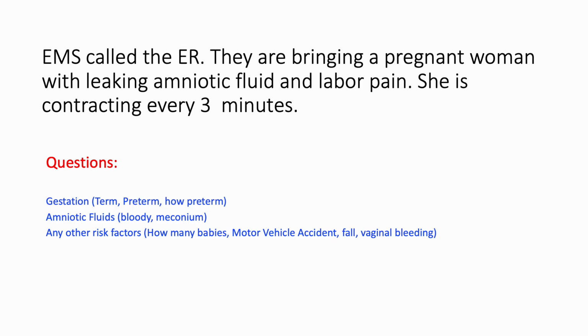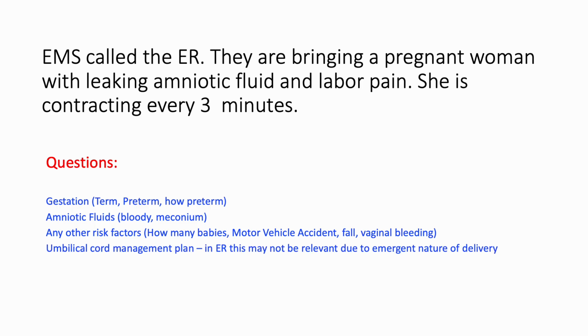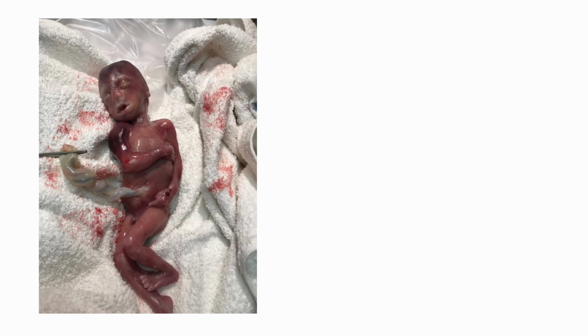What about any other risk factors? How many babies are there? If it's twin you are delivering. Was there an accident, a fall? What preceded this labor pain and the mother is coming to the ER? And the last question is about umbilical cord management plan. In the ER, it's not that relevant because usually the delivery is emergent in nature, but it's good to know. And I will talk to you about resuscitation in different areas. Just bear with me. So what about this baby? Are you going to resuscitate this baby? Again, I will leave this open.